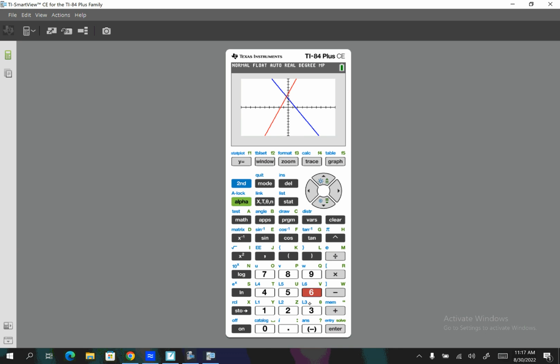Anybody not able to get both lines to show up or not able to see the picture? We're all good? All okay? Yep.